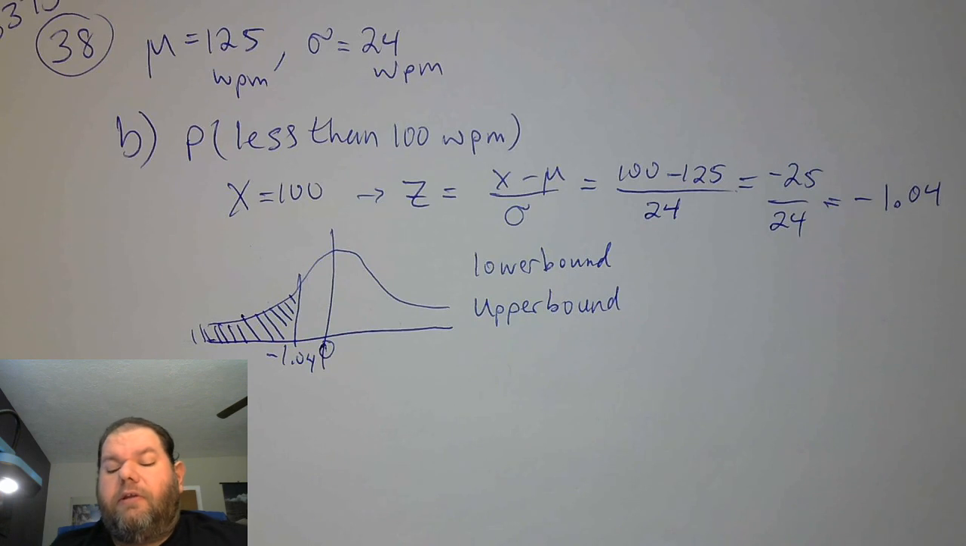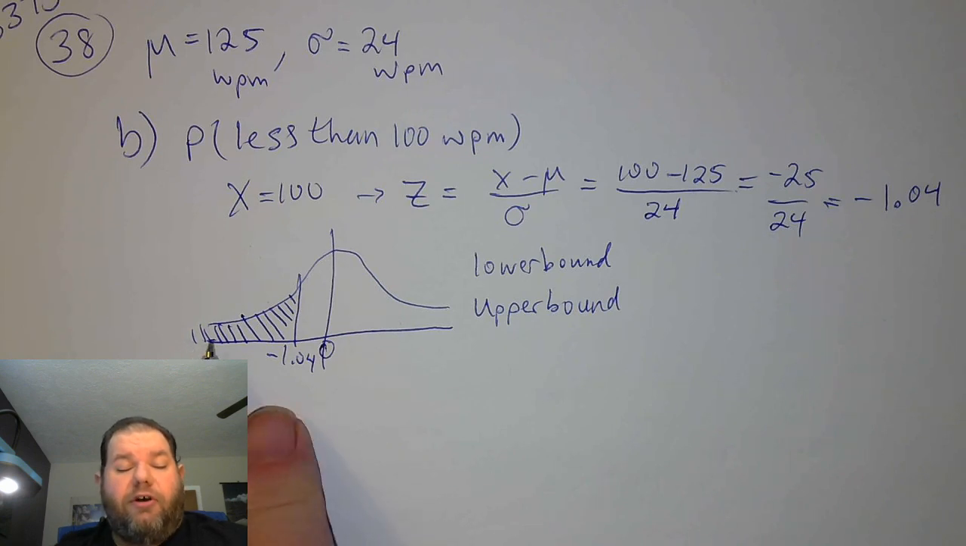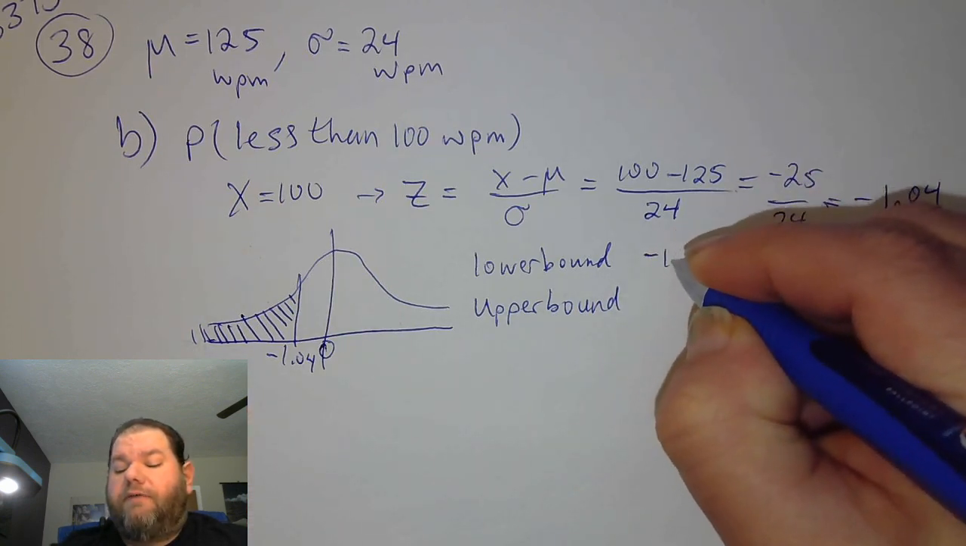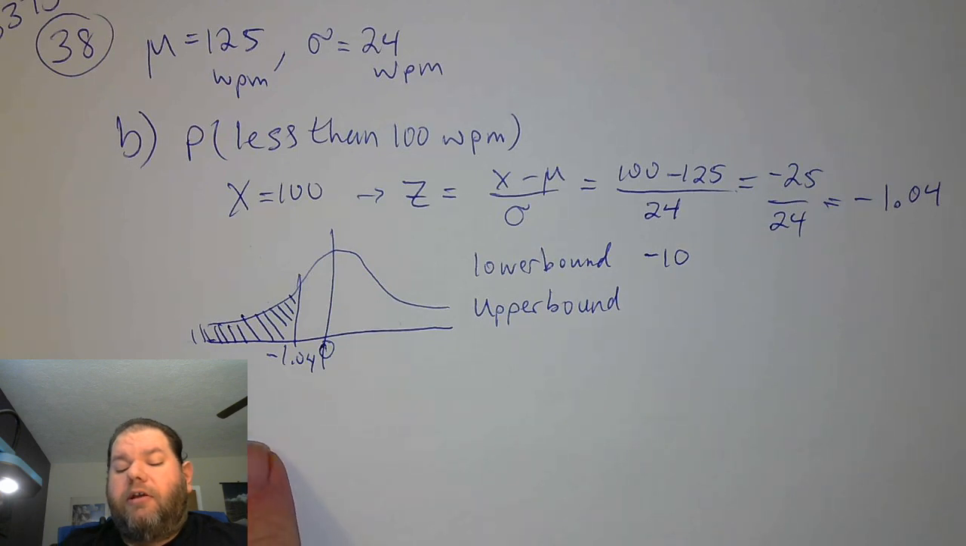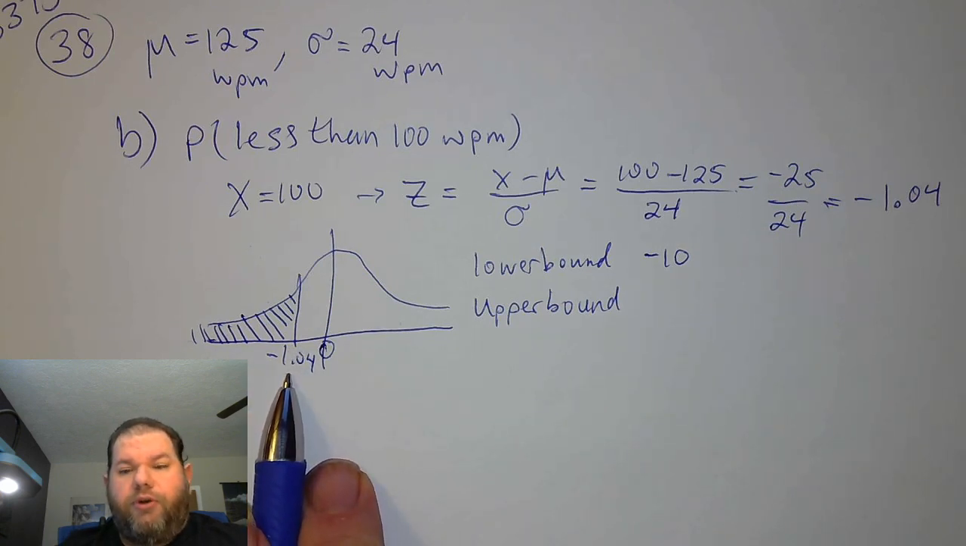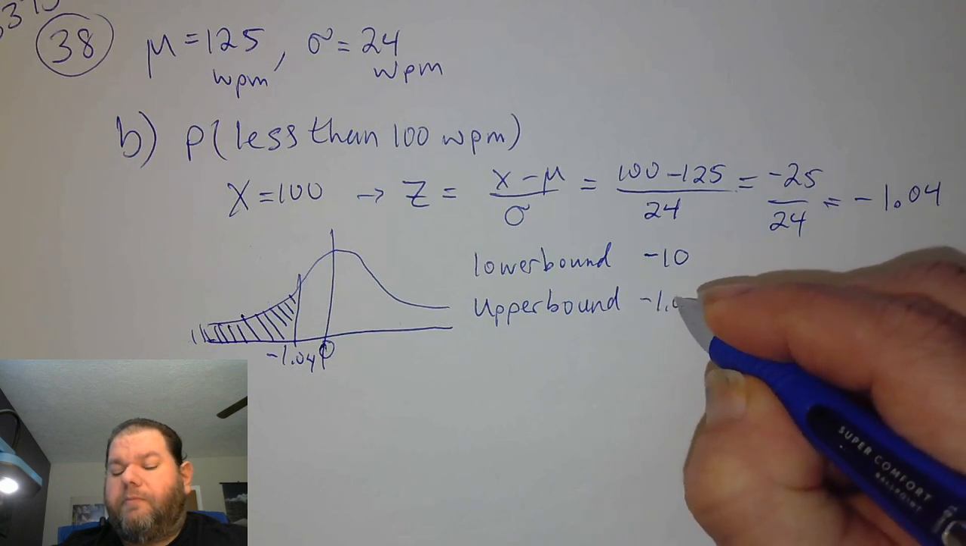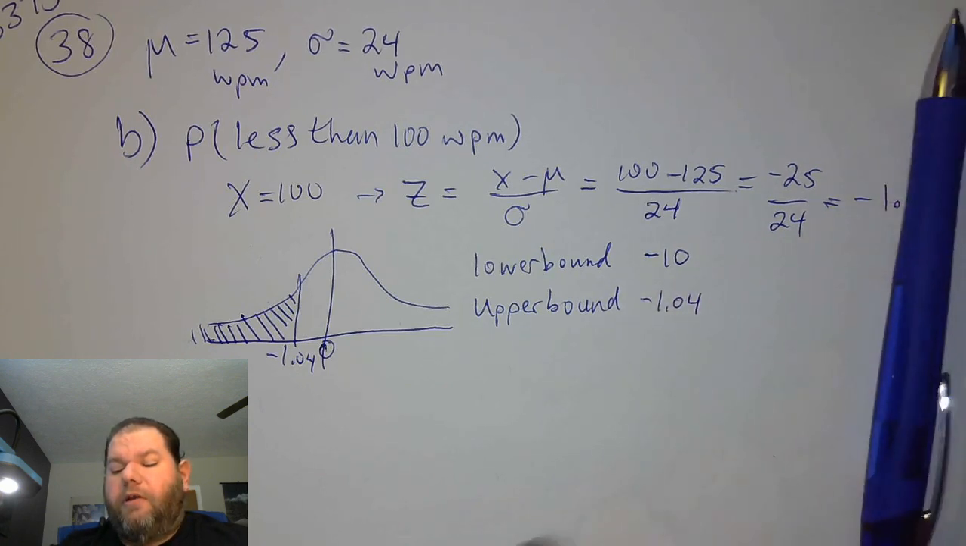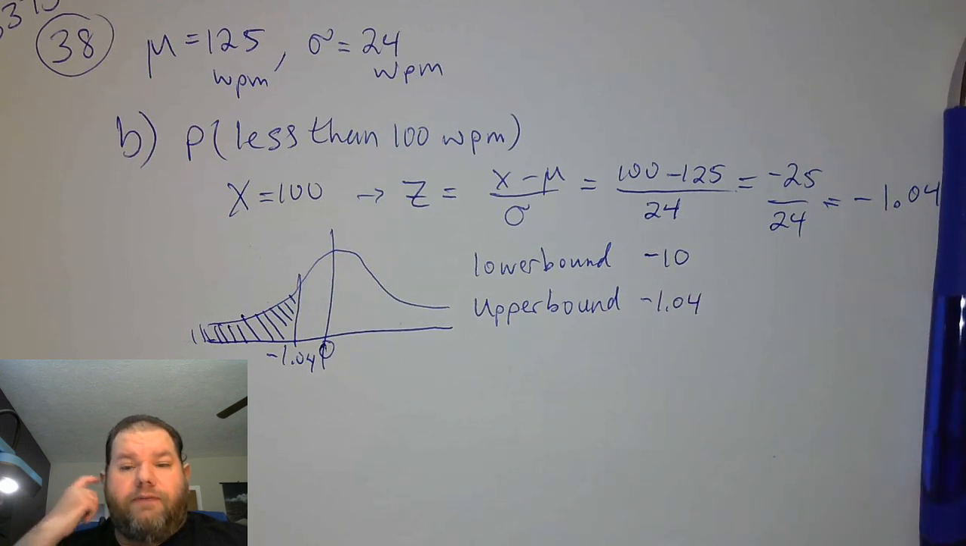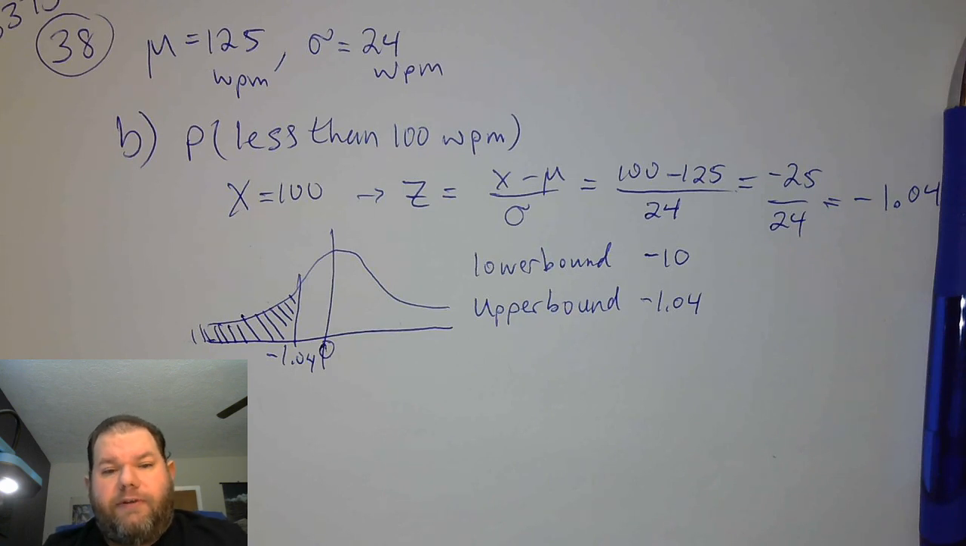In this case, we want to identify our lower bound and our upper bound, and that'll be useful for the purposes of using our calculators to solve this problem. The lower bound, since it continues all the way to the left, we can use negative 10 as a lower bound. And an upper bound, the right boundary, would be negative 1.04. So we have our two boundaries, and we know for a standard normal distribution that we'll use mean 0 and standard deviation 1.